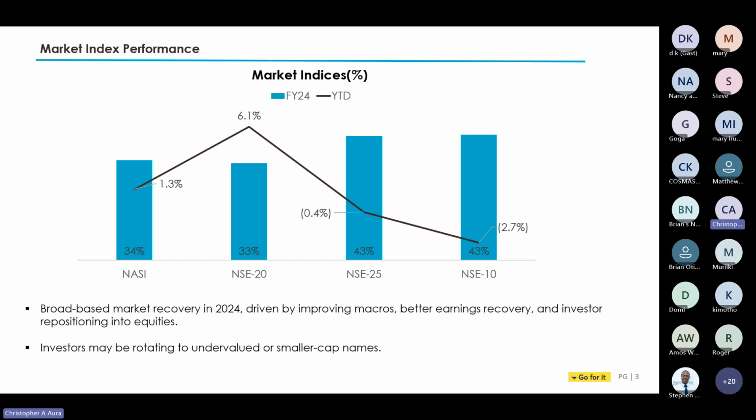From this, you can see that for full year 2024, from January 2024 to December 2024, the entire market really gained, and NASI was up 34%.